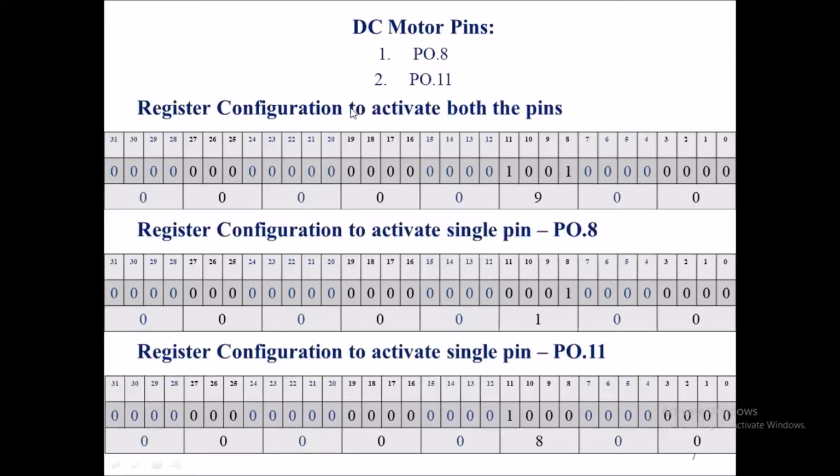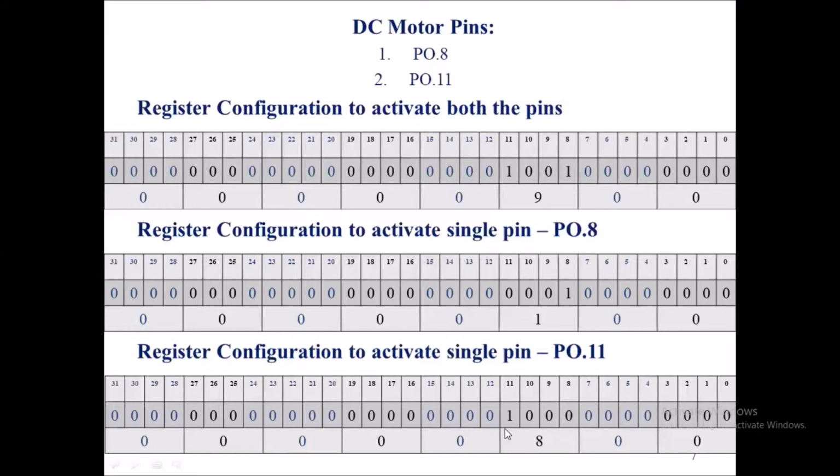The first one is the register configuration to activate both the pins, where you need to write 1 across both pin number 8 and the 11th pin. And the register configuration to activate only a single pin, the 8th pin, you should write 1 across the 8th pin. Then the register configuration to activate a single pin, that is port 011th pin.